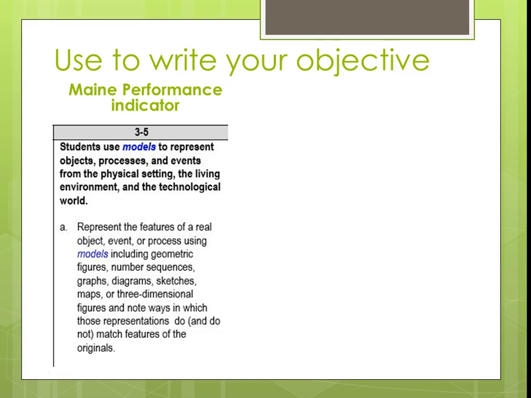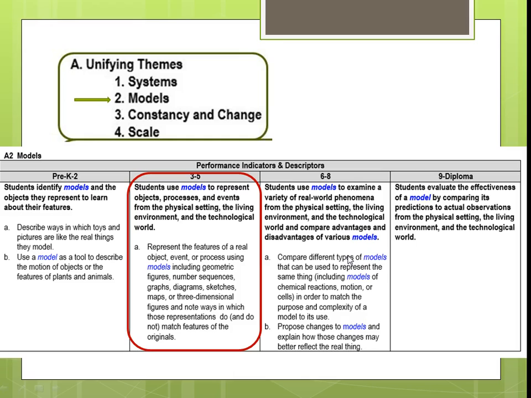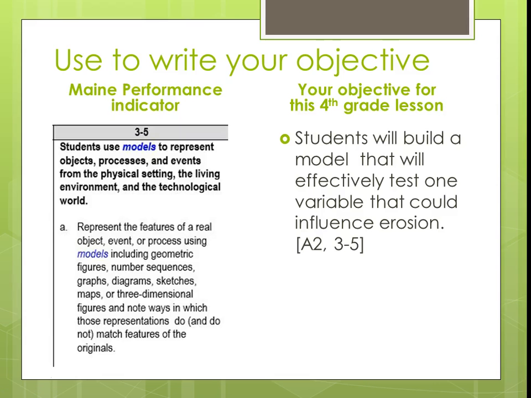Students use models to represent objects, processes, and so on. So I look at those as a whole. I read this as a whole, and I think, okay, can I write an objective for this fourth grade lesson that would have a flavor of what this is about, modeling? And I can. Students will build a model that will effectively test one variable that could influence erosion. And notice that I then cite A2, 3 through 5. And just for you to look again, A2 is what the grouping was. So let's go back down to here. That's where this citation came from.